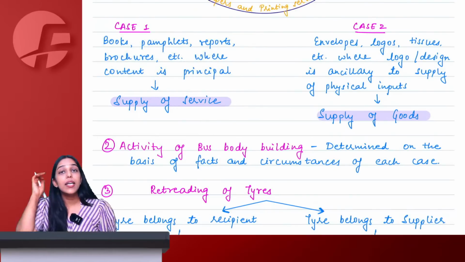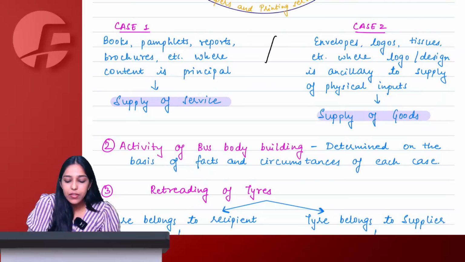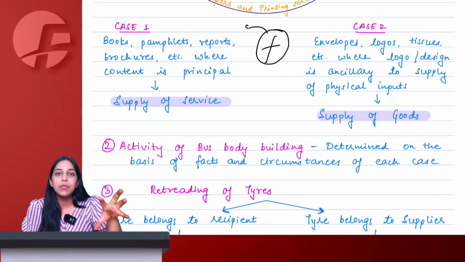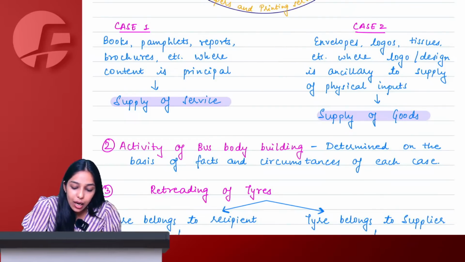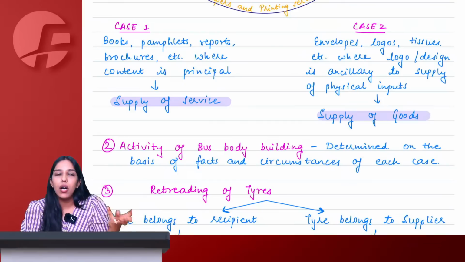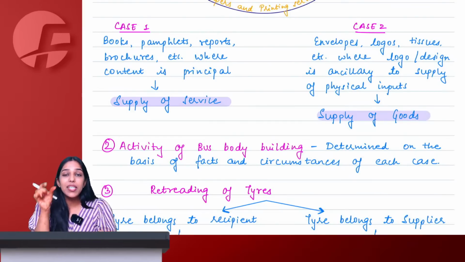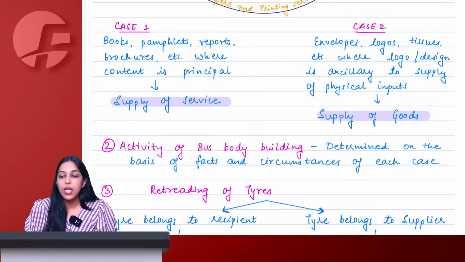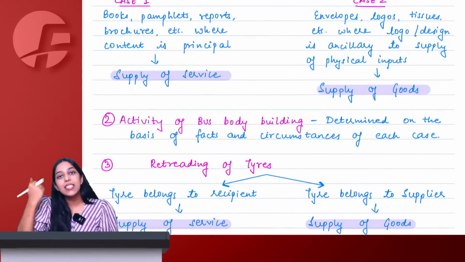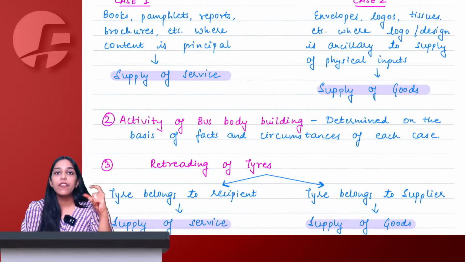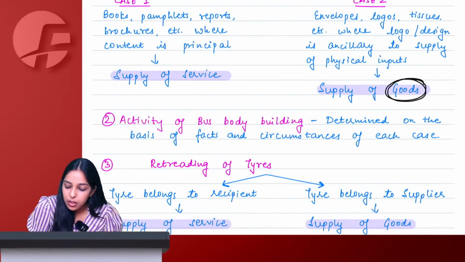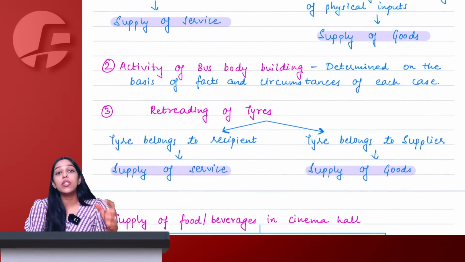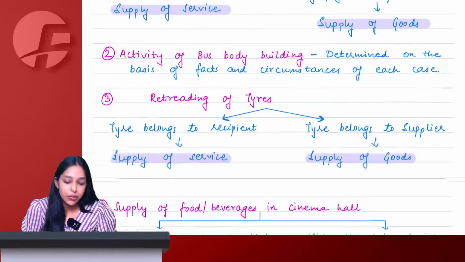But in case 2, let us say you gave a logo. I gave this kind of a logo to my supplier and I told him to print this logo on tissue papers, envelopes and give those papers back to me. Now, how often would you ever notice a logo that is printed on the tissue paper? No, the quality of tissue paper is important for us. So in cases where content is ancillary, but the quality of paper, the quality of goods becomes primary, that will be considered as supply of goods. So envelopes, tissues, etc. are supply of goods, but books, etc. printing becomes supply of service.